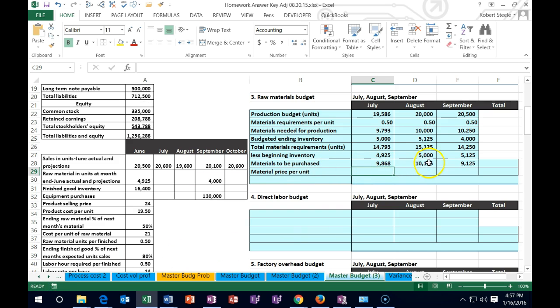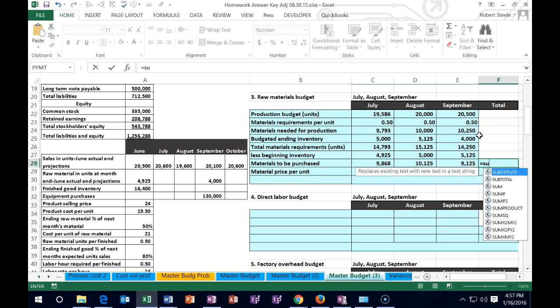So now we could add these across. I'm going to come over here to the total and add those total units up by saying SUM of the units that we need to purchase of the 9,868, the 10,125, the 9,125.